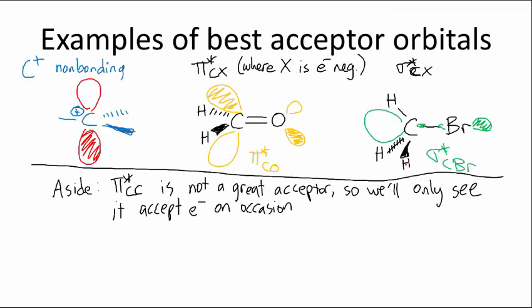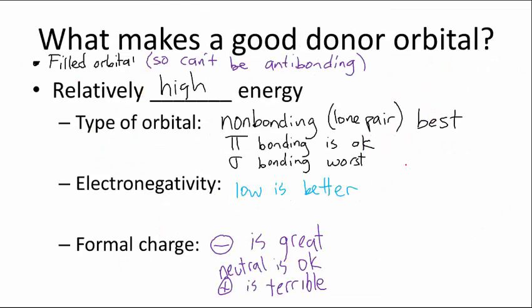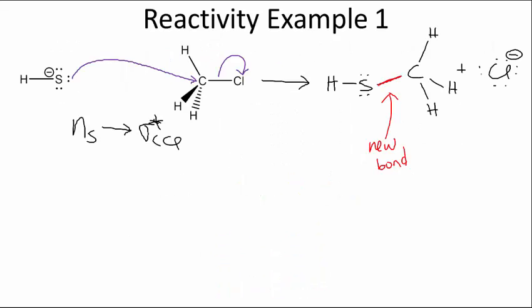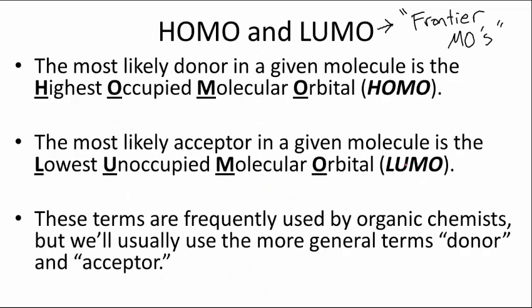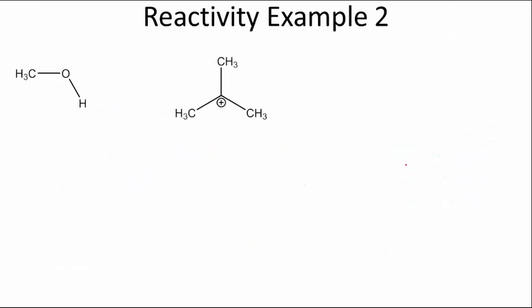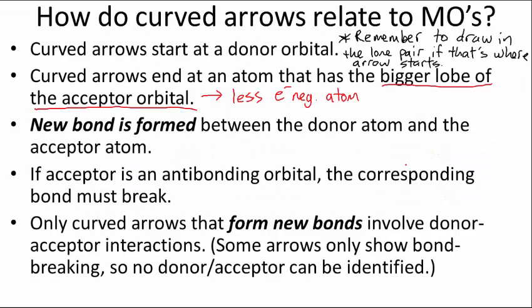And in addition, because we were donating into sigma star CCl, what had to happen to the CCl bond? It had to break. So because we're donating to sigma star CCl, that bond had to break. That'll be true in general. If the acceptor is an antibonding orbital, then you have to break that corresponding bond.